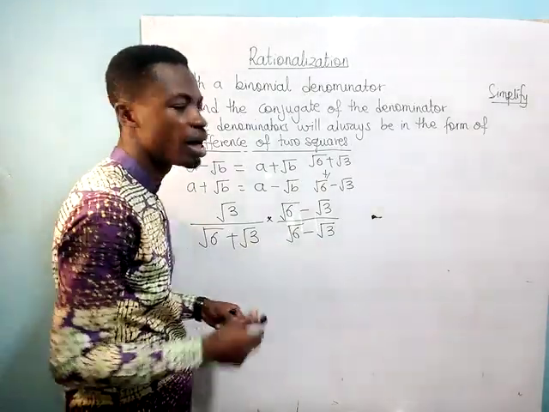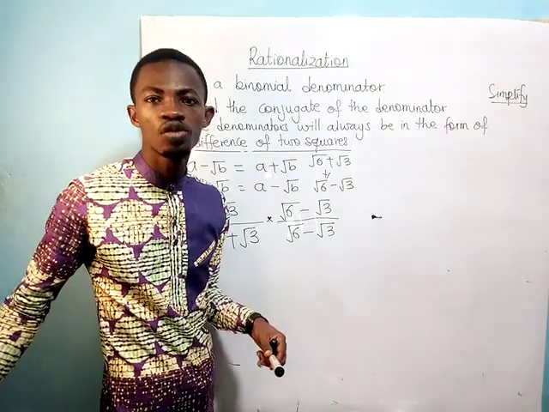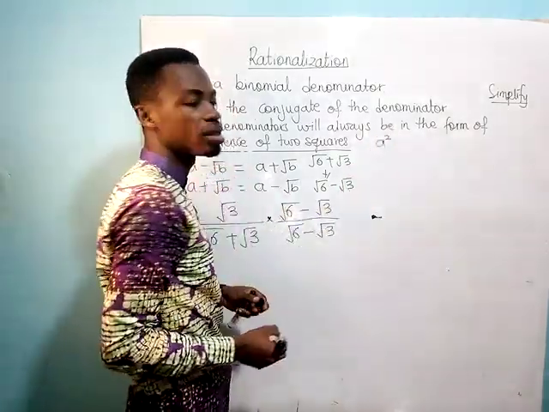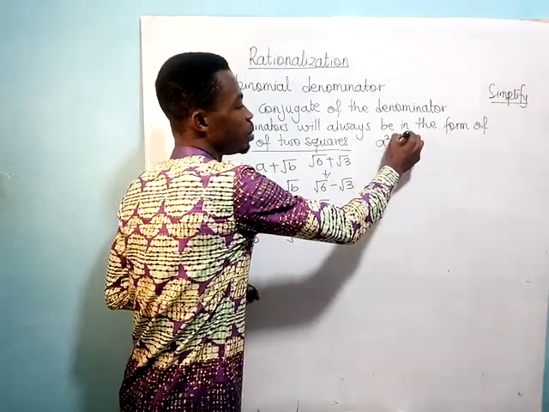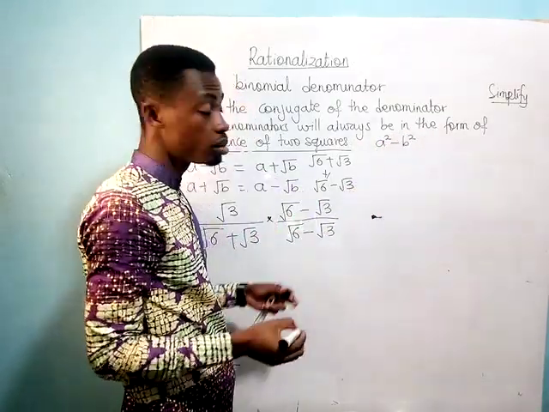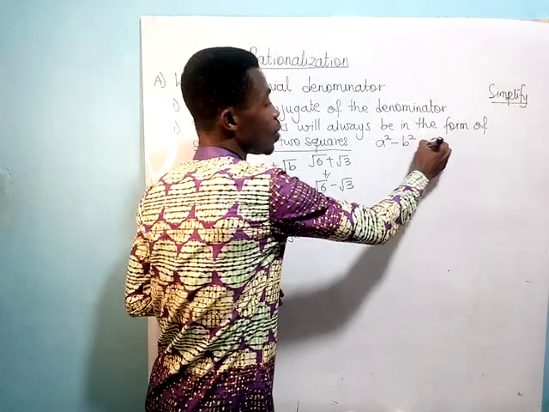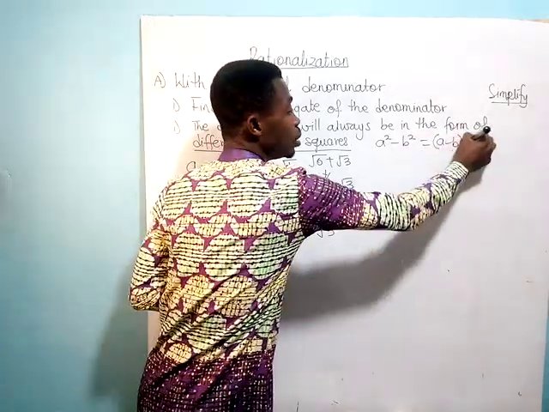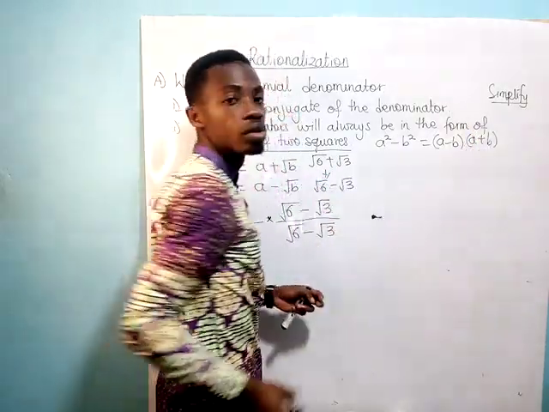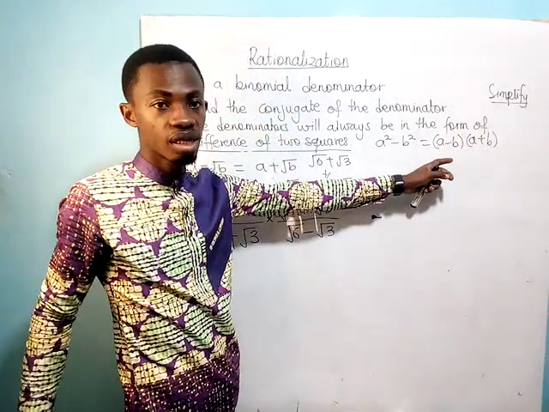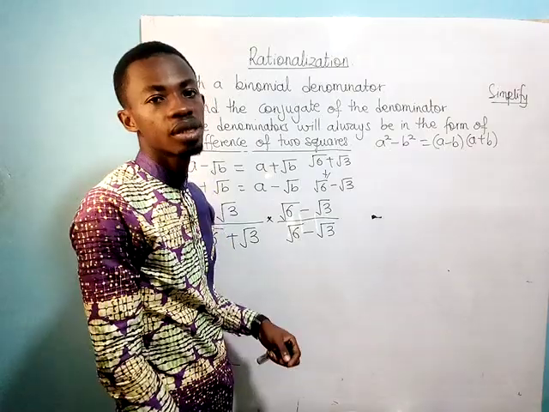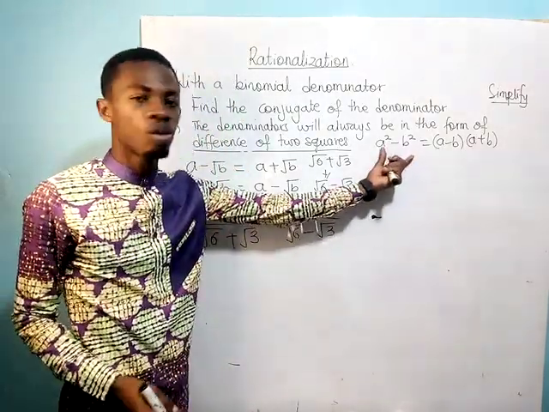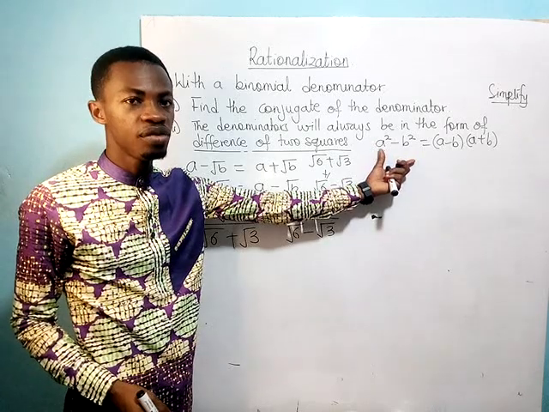If you remember, under difference of two squares, if we have a squared minus b squared, it is written as bracket a minus b, bracket a plus b. Two same terms, but the signs are opposite. So it means that we can rewrite this in this form. I believe you get it.